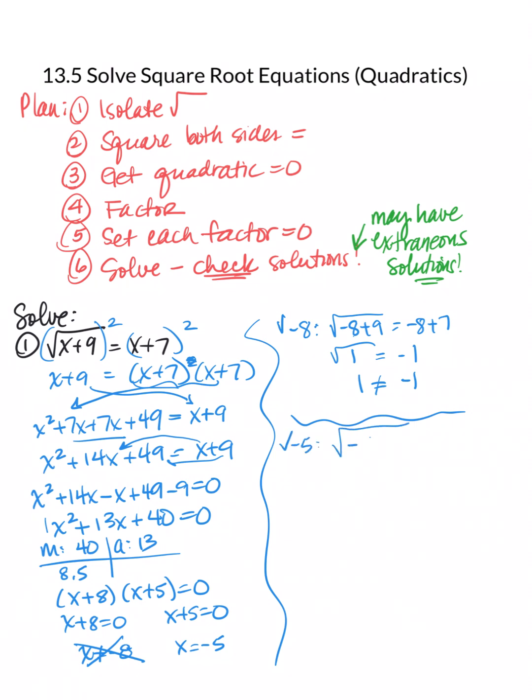Now let's check for negative 5. Same process. Put in the square root of negative 5 plus 9 equals negative 5 plus 7. Negative 5 plus 9 is the square root of 4. And this will give me a 2 on the right. Well, the square root of 4 is 2, so 2 equals 2. This checks out. So the negative 5 is a good answer. So just box the answer that makes sense, that works. All right, let's try another one.